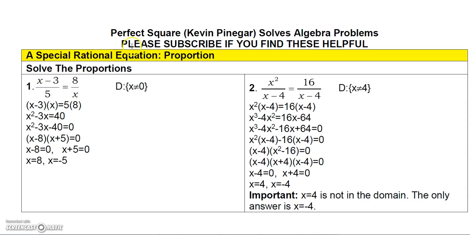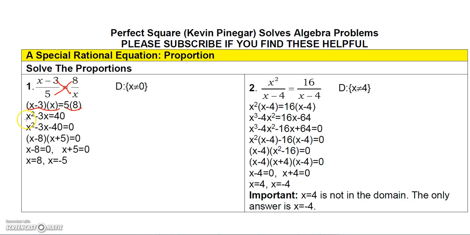So let's take a look at that. If I cross multiply, it just means that I'm going to multiply from the numerator on one side to the denominator on the other side. So I'll take x minus 3 and multiply it by x, and then I'll multiply from the denominator on the left side to the numerator on the right side, and that'll give me 5 times 8. Now this only works when you've got a single fraction on both sides of the equal sign. If you have two fractions on one side or the other, like I had on the previous problems, you can't solve it this way.